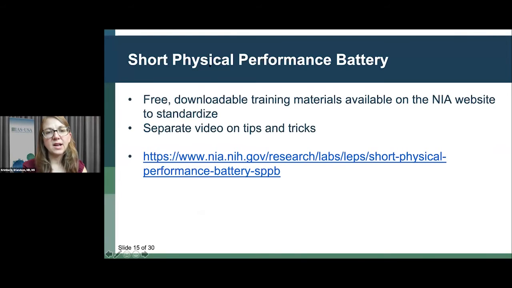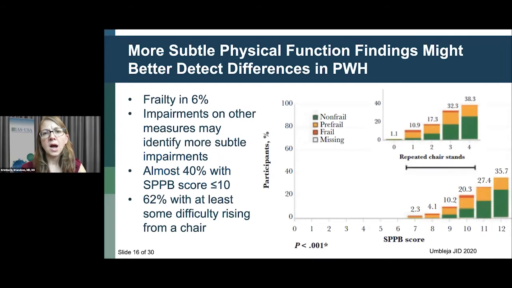Okay, so he was unable to complete the whole test and wouldn't have received any points for this one. The nice thing is all of these training materials are available on the NIA website. They're standardizable. There's a separate video that's about 30 minutes that actually provides lots of tips and tricks. So it's a really great resource that's very accessible if you're interested in using this for studies or in the clinical setting. So how do these performances look on a kind of middle-aged patient population?